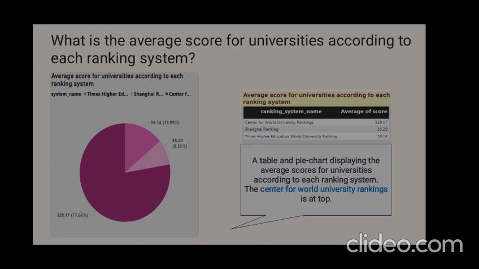What is the average score for universities according to each ranking system? A pie chart and a table display the average scores for universities according to each ranking system. Here also the Center for World University Rankings is at the top, followed by the Times Higher Education World University Ranking and Shanghai Ranking System.